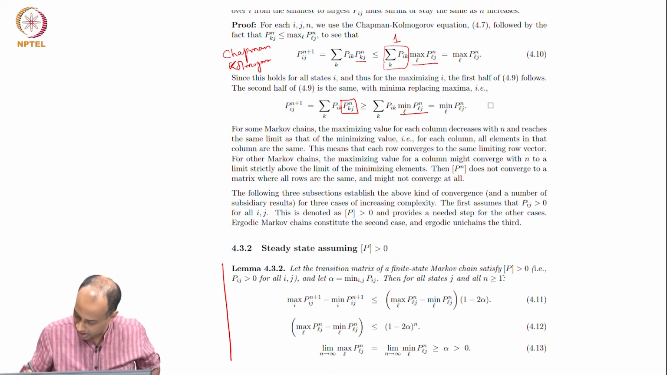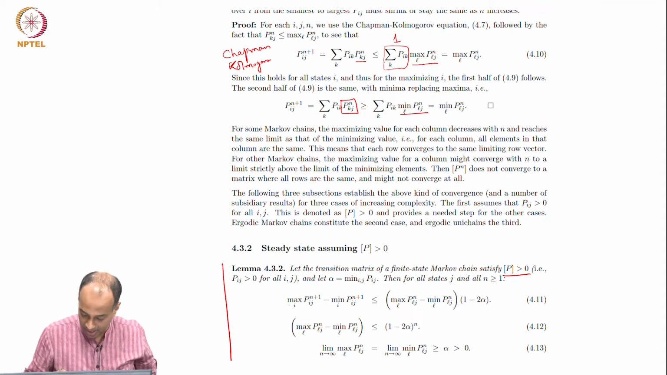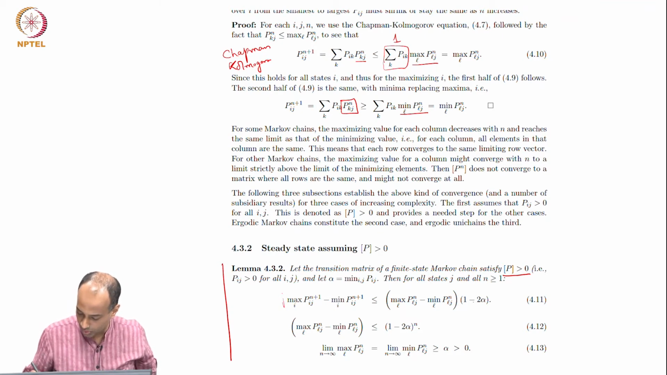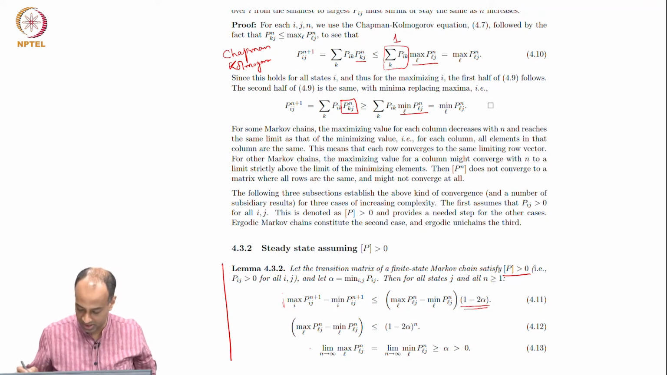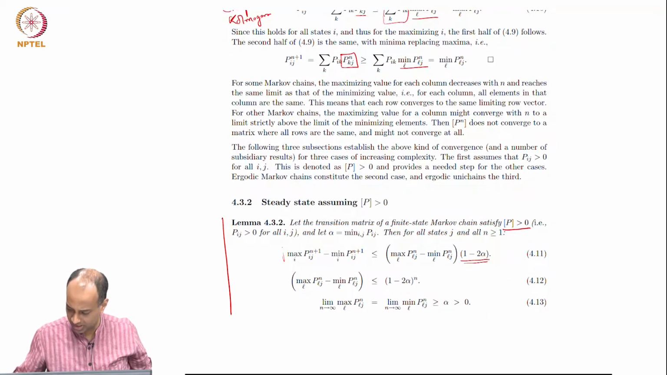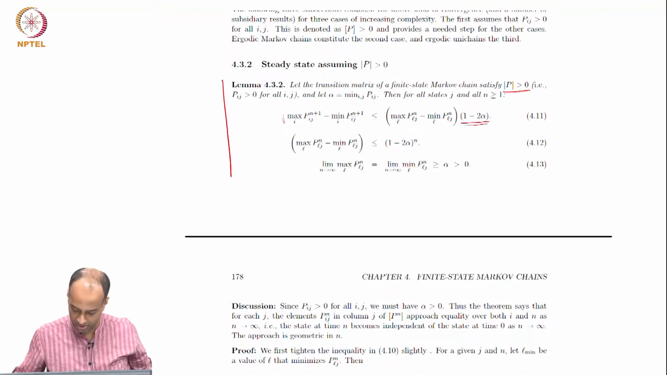You are looking at a transition probability matrix, where each entry is strictly positive. And you are looking at the max minus min of the n+1 step transition probability going down by a geometric factor 1 minus 2 alpha, right? This is what I stated. The proof of this is also somewhat algebraic and elementary. So let me walk you through that.